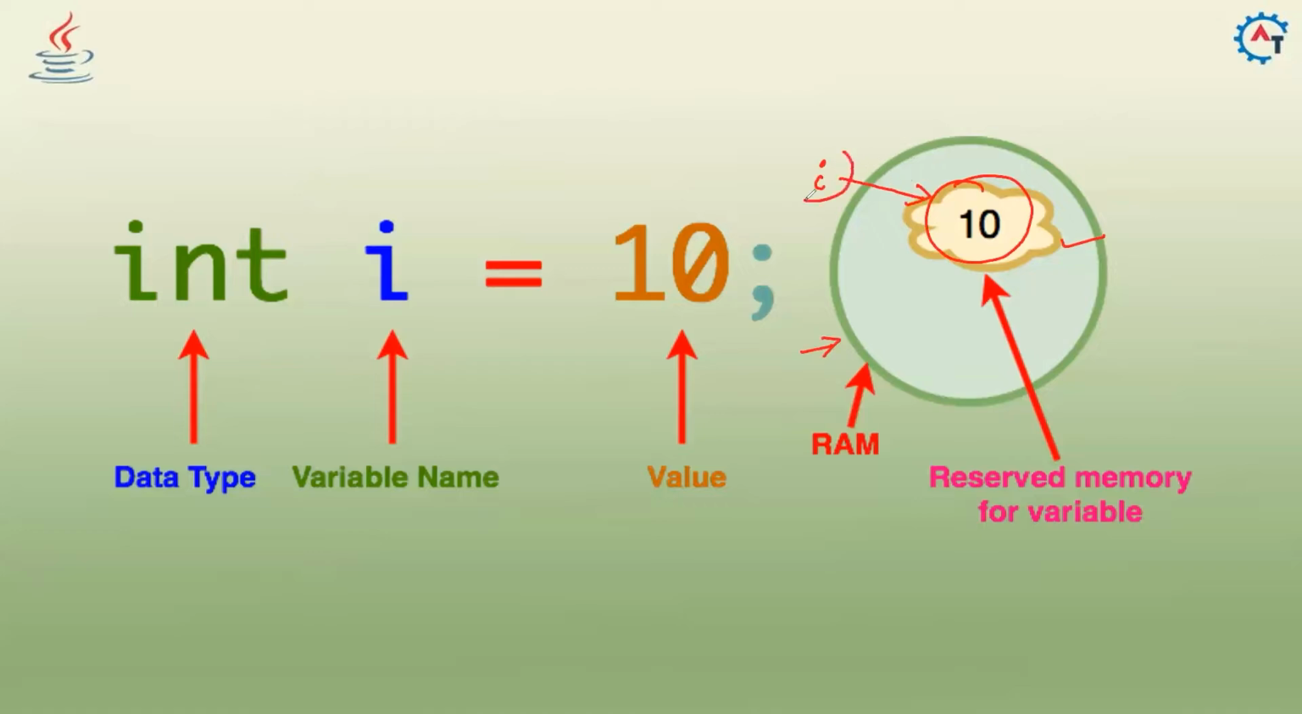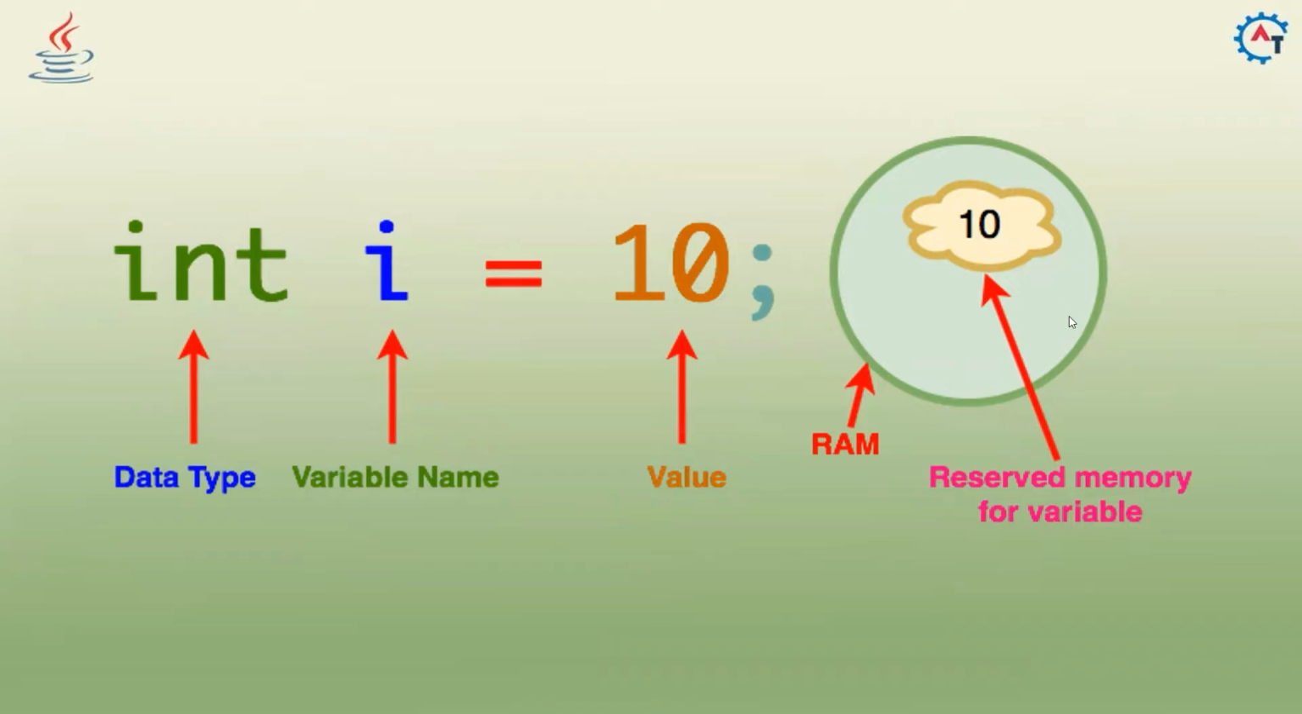Whenever you use i in your program, it will return you the value 10. If you use this i multiple times anywhere in your program, it will point to this one, it will fetch this value. That is the actual way how it will work inside the memory. So this is how you will initialize a variable, and internally it works like this.